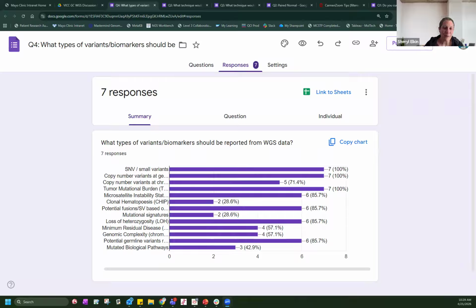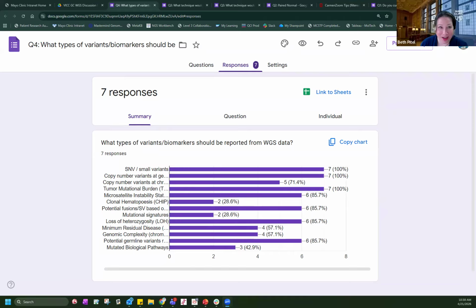But I think I would focus on things like loss of heterozygosity. And I think copy number at the chromosome level is much easier to get from a whole genome than from really targeted assays. Genomic complexity, questions of chromothripsis, and the bigger questions are where it really is valuable. I don't know. Those are my thoughts.